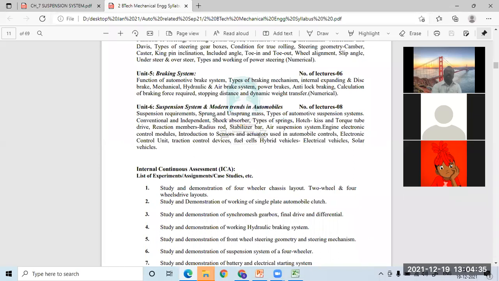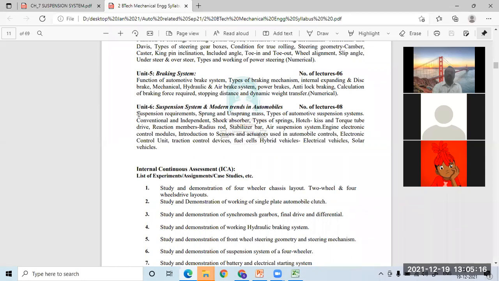So basically, this is the chapter which we are presently going to discuss, and we started it in the previous lecture. The title of this chapter is Suspension System and Modern Trends in Automobiles. As I have told you, this chapter is constructed by combining earlier two chapters. One chapter was the suspension system and the other was modern trends in automobile. So both these contents have been combined into one chapter.